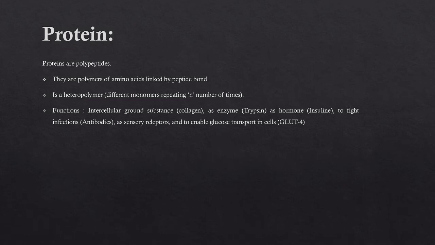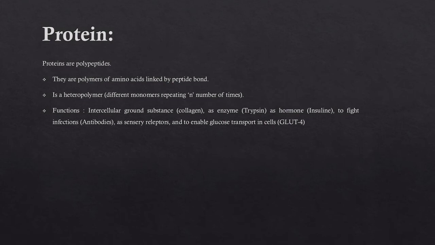The proteins are polypeptides. They are polymers of amino acids linked by a peptide bond. It is a heteropolymer, which means hetero, different, right? So different monomers repeating a number of times. And the function of a protein is what? Intercellular ground substance, that is collagen, as enzyme like trypsin, as hormone, insulin.